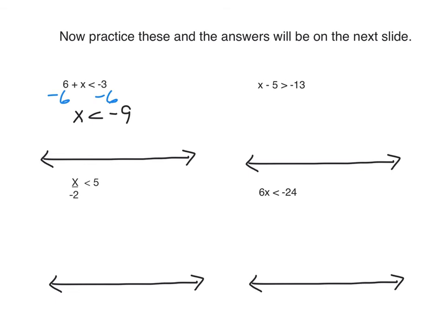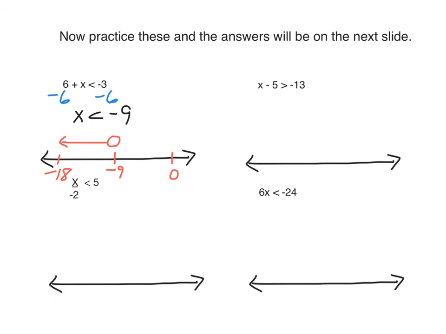So to graph it, get that negative 9. 0 would be over here. Negative 18 would be over here. That is an open circle, and the x is on the left side, so we go in that direction.